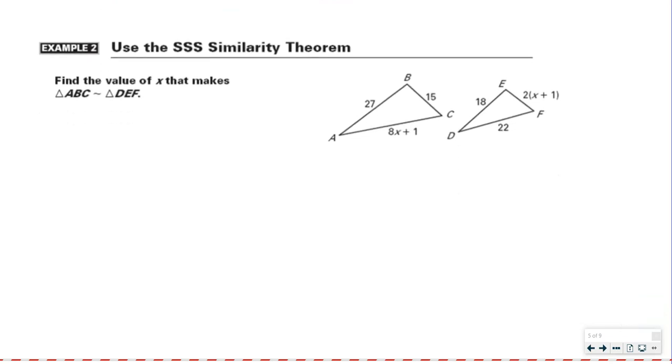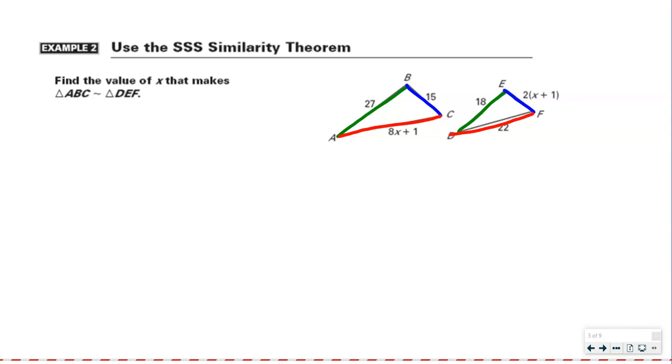Okay, so we're using the side-side-side similarity theorem again, and we're going to find the value of x that makes triangle ABC similar to triangle DEF. So we're going to use the similarity statement that they give us to match up our sides. So AB with DE, BC with EF, and CA with FD.